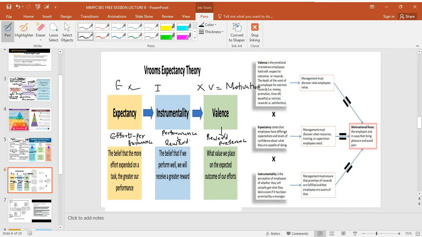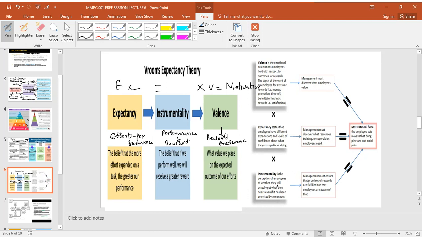Right. Next is expectancy. We already discussed that expectancy is the relation between effort and performance. If I am putting in this much effort, that can lead to higher performance. So the management must discover what resources or what type of training or what supervision the employee needs so that he can attain greater performance. These are all interventions expected from the management so that they can motivate their employees.